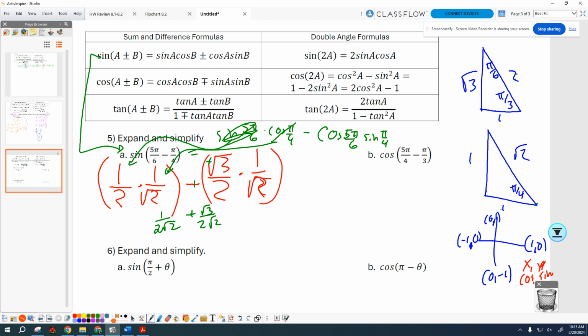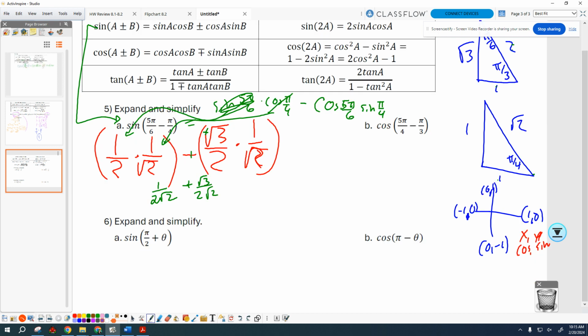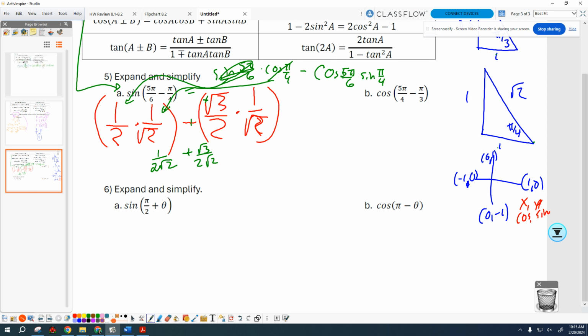How do I rationalize the denominator? I don't like the square roots down there grouped up like that. What do I need to do? I want to get this square root out of here. So multiply it by something. Just multiply by root 2 over root 2.